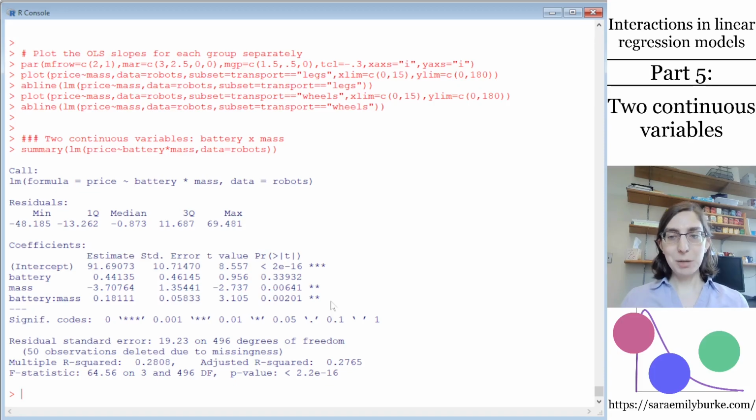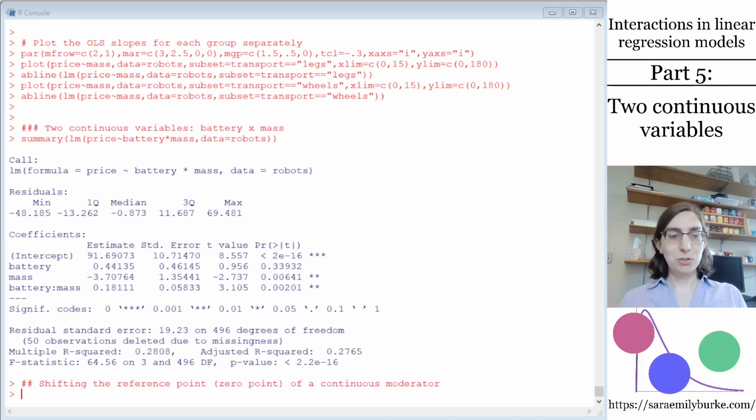So I would like to be able to estimate the relationship between mass and price at different points along the continuum of battery life. But I can't think about battery life as categories the way I was doing in the last couple of examples. Instead, I need to think about shifting the reference point or 0 point of the battery variable in order to change where it hits 0 so that I can understand the slope of mass in those terms.